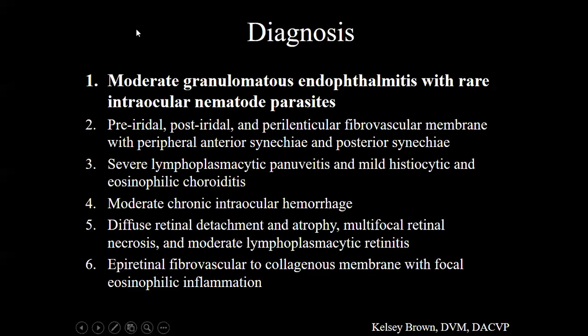All right, and here are my diagnoses. This is a super long list, but endophthalmitis with intraocular nematode parasite is kind of the bottom line for this one.